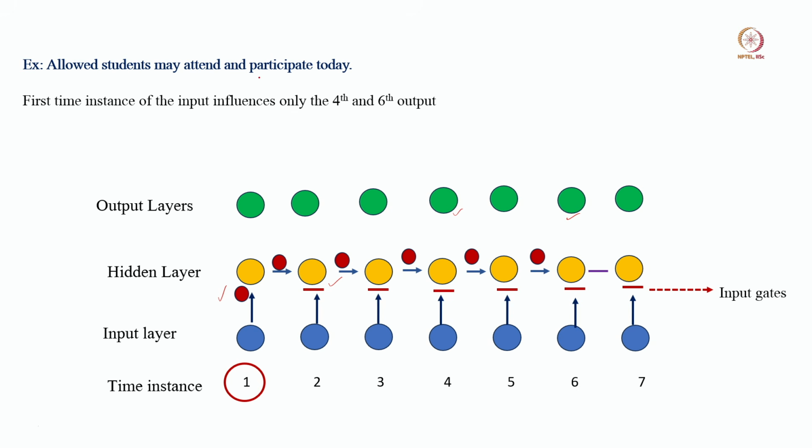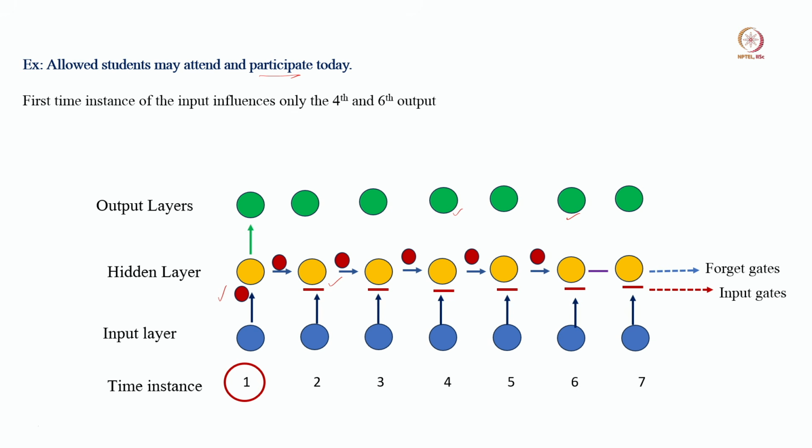After the sixth word, which is participate, there is not much importance, as this "allowed" does not have any effect on the word today. So, that is the reason this gate is closed. These are called the forget gates. It keeps the information for as long as required, and then it removes it.